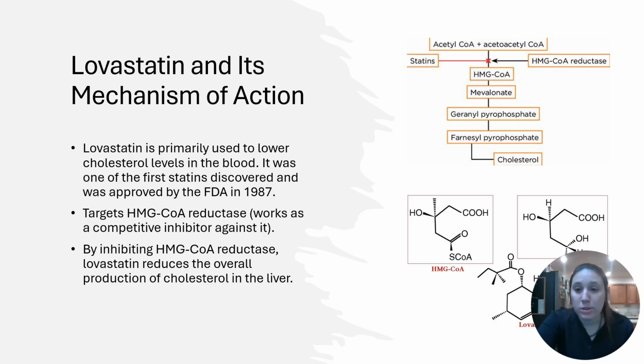So by inhibiting HMG-CoA reductase, lovastatin reduces the overall production of cholesterol in the liver. This leads to an upregulation of LDL receptors on hepatocyte surfaces, increasing the uptake of LDL cholesterol from the blood and thereby lowering plasma cholesterol levels. Lovastatin is initially administered as a lactone prodrug, so once ingested, it undergoes hydrolysis in the liver to its active beta-hydroxyacid form, which is the actual inhibitor of HMG-CoA reductase.